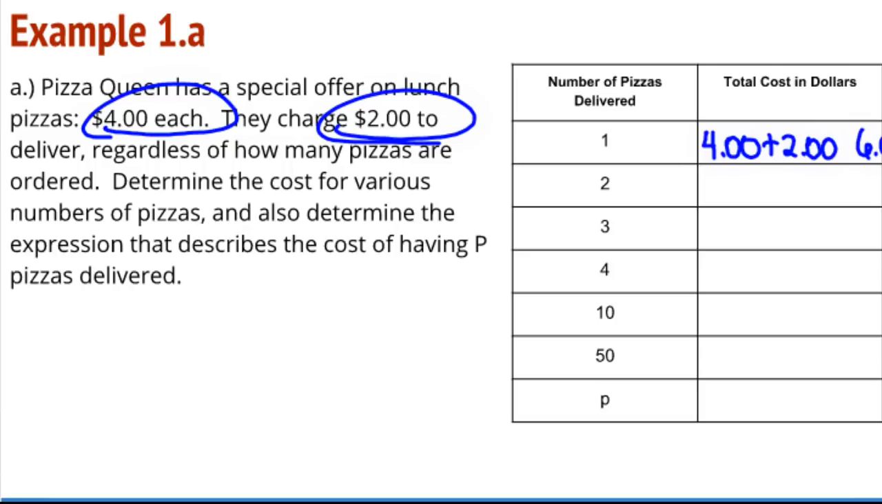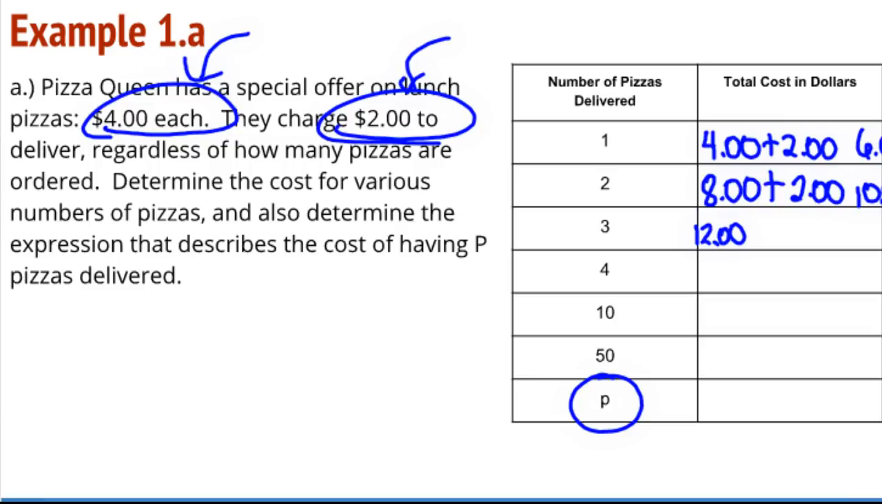And eventually, we want to come up with an expression here to figure out how much any number of pizzas is going to cost. Well, if I order 2 pizzas, the pizzas are going to cost me $8, and the delivery fee is going to stay the same, at $2, and that's going to cost me $10. 3 pizzas will cost me $12, and the delivery fee remains the same, and I have a total of $14.